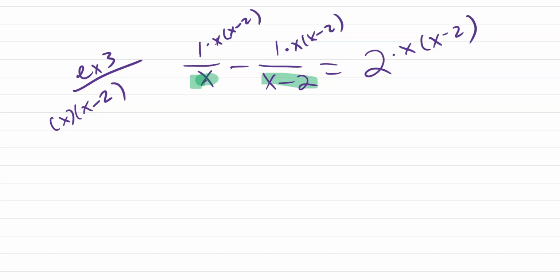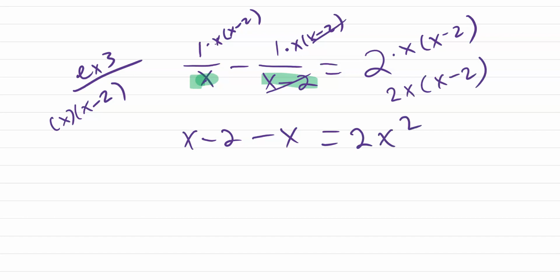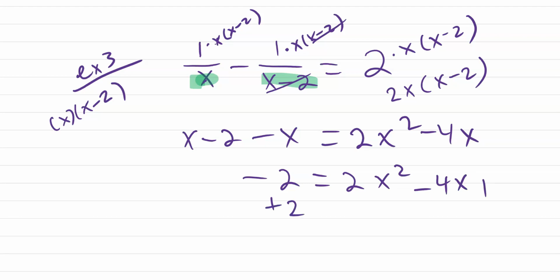Here these x's would cancel, leaving us with just x minus 2. Here the x minus 2 would cancel, leaving us with minus x. And here everything would remain, leaving us with really 2x times x minus 2, or 2x squared minus 4x. This is looking pretty quadratic. I'm going to clean it up though. These cancel out, leaving me with just -2. So I would add the 2, getting this set equal to 0.